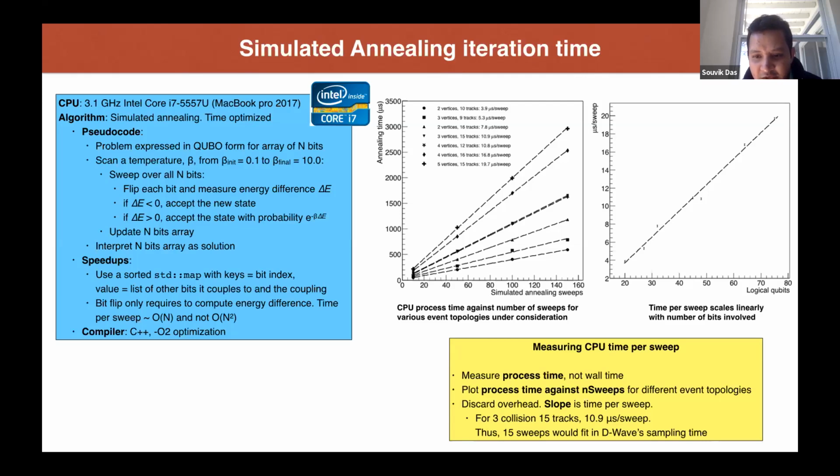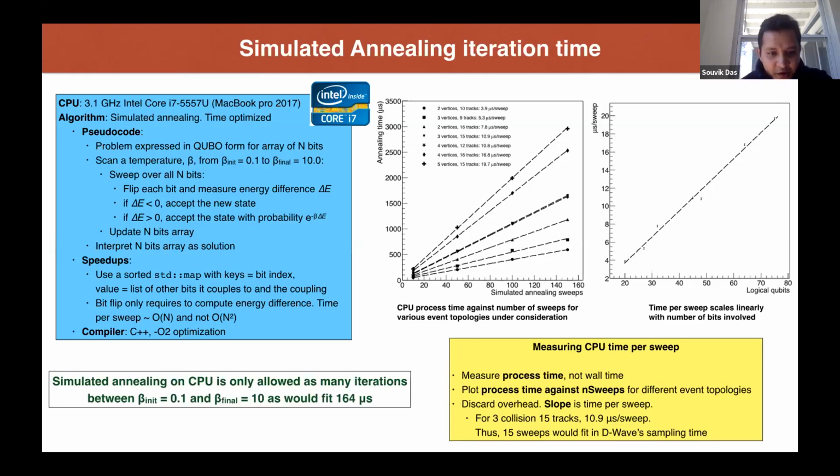What we actually measured was the process time, not the wall time. We measured the process time against the number of sweeps and fit a straight line through it, so this discards any programming overheads. It really takes the slope, and the slope is the time per sweep. For example, for 3 vertices and 15 tracks, we take 10.9 microseconds per sweep. Thus, we would say we could fit 15 sweeps into the 164 microseconds that D-Wave takes to solve a problem. That is our way of constraining the time.